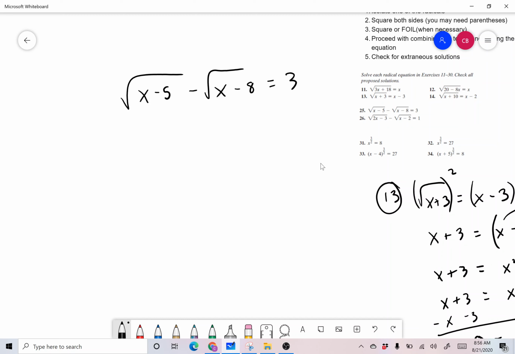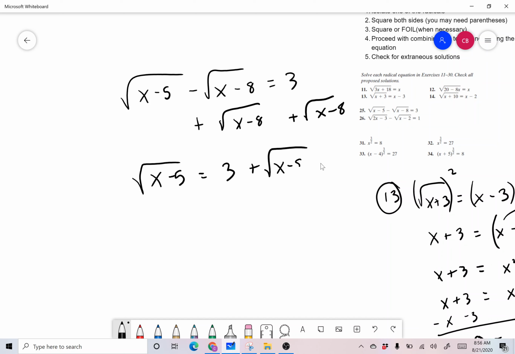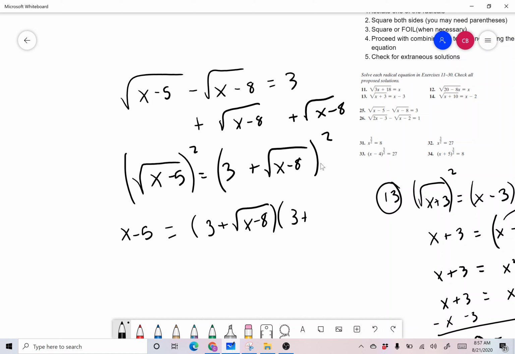Okay, so in this one, we have not isolated either of the square roots, so let's do that first. We're going to add square root of x minus 8. And now we have square root of x minus 5 is equal to 3 plus square root of x minus 8. Okay, so now we're going to square both sides. All right, so the left side's easy, x minus 5. And then on the right side we have 3 plus square root of x minus 8, times 3 plus square root of x minus 8.